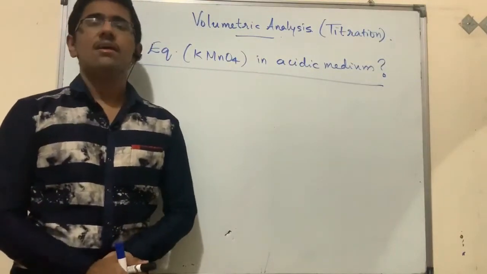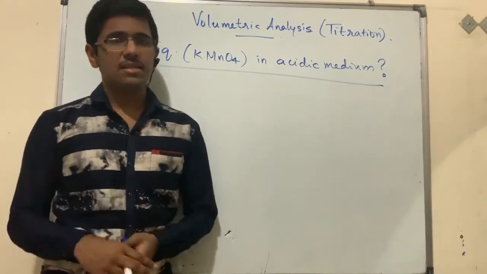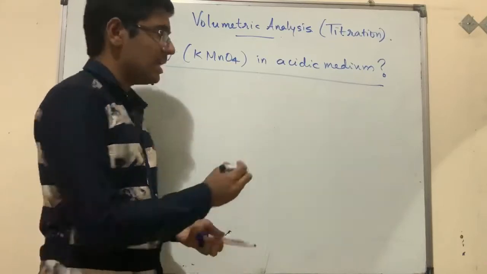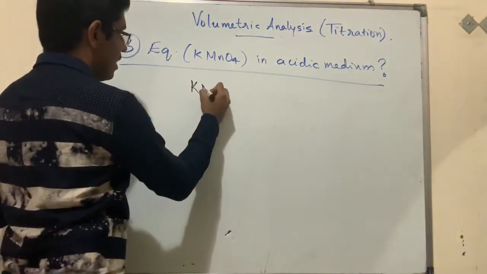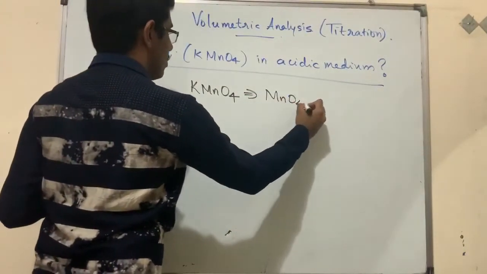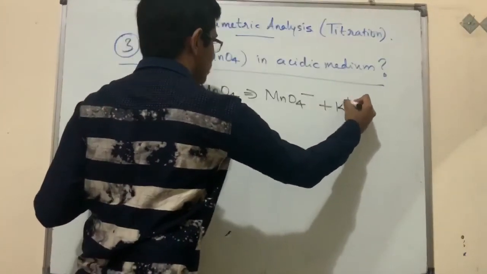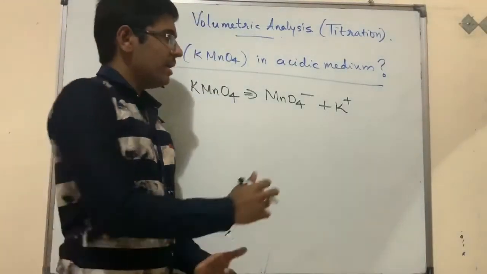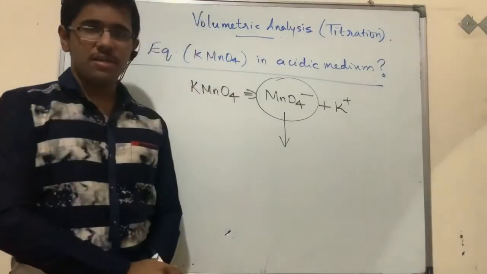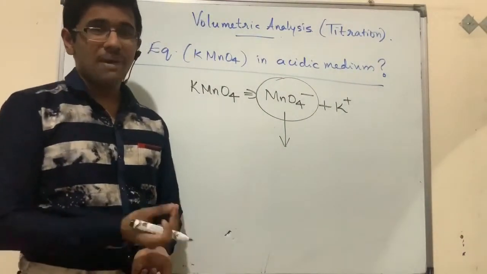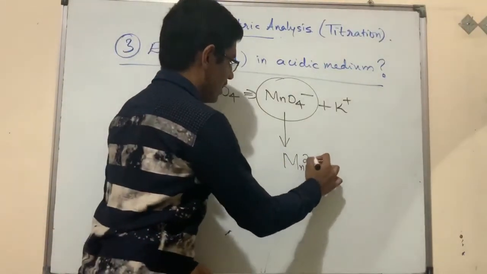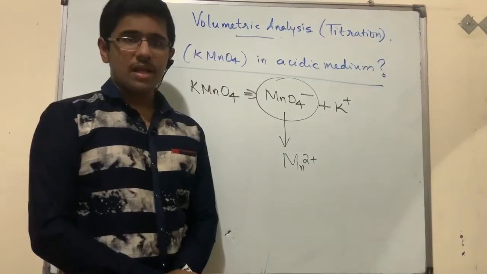That's the question. Whenever you are answering such questions, you should have an idea about the reagent potassium permanganate. Potassium permanganate, KMnO4, exists in the form of permanganate ions, MnO4 minus, and potassium ions in the solution. After your titration, you know that a permanent pale pink color is obtained, right? That is due to the formation of Mn2 plus ions, a cation.